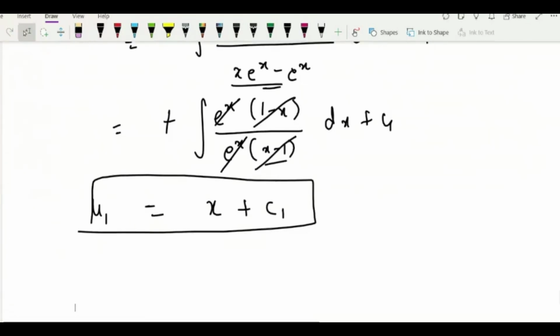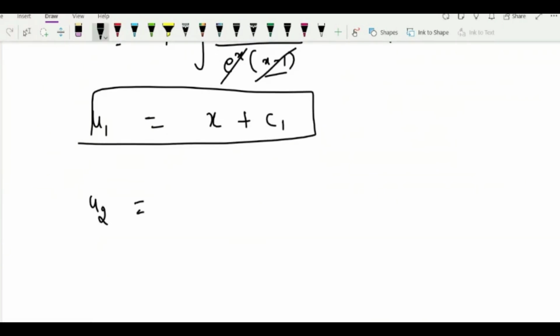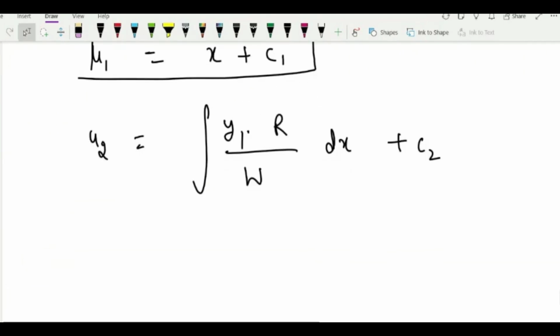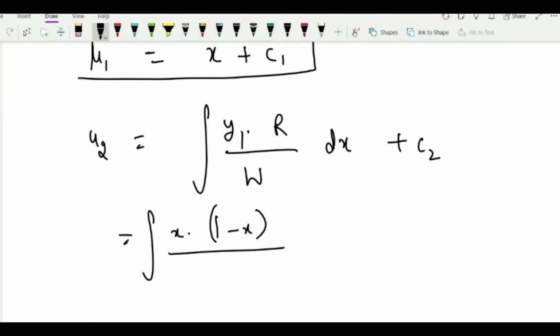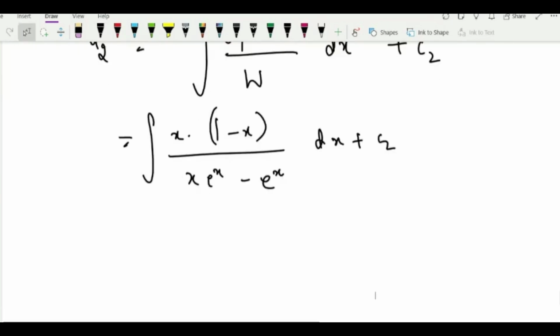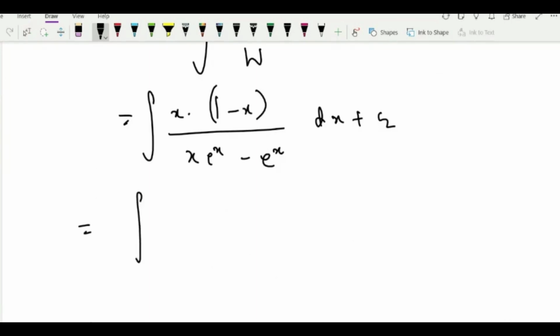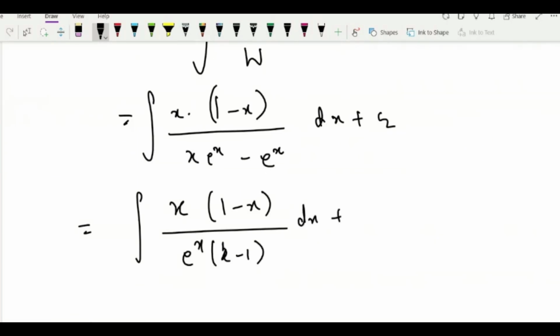Now finding u2. u2 is equal to the integration of y1 into r upon the Wronskian into dx plus c2. So we have y1 as x, r as 1 minus x, and the Wronskian value as x e raised to power x minus e raised to power x, dx plus c2. So we can solve it easily. x times 1 minus x, taking e raised to power x common, x minus 1, dx plus c2.